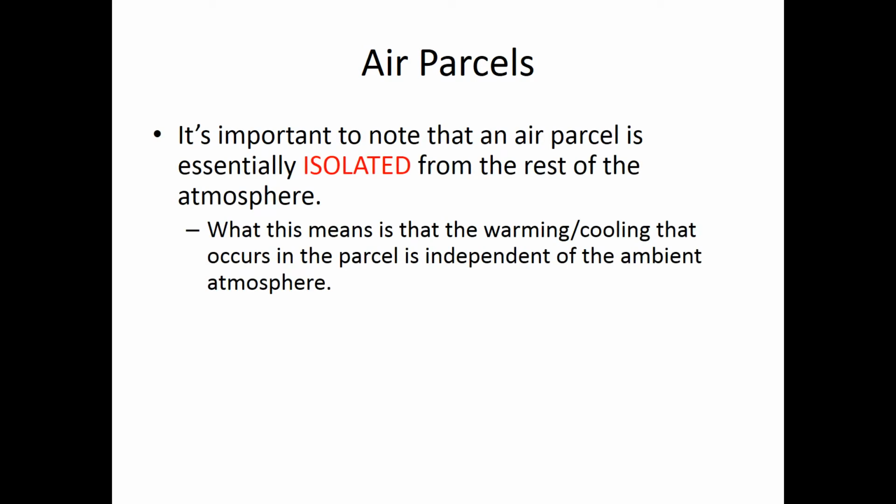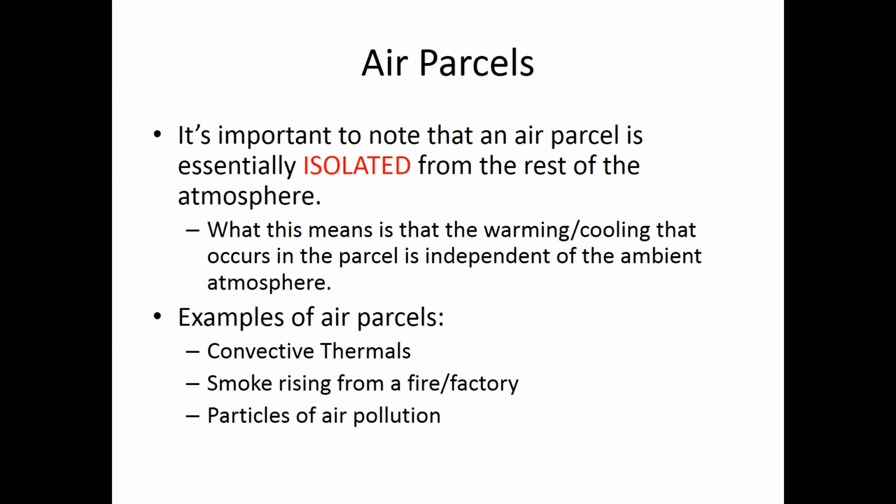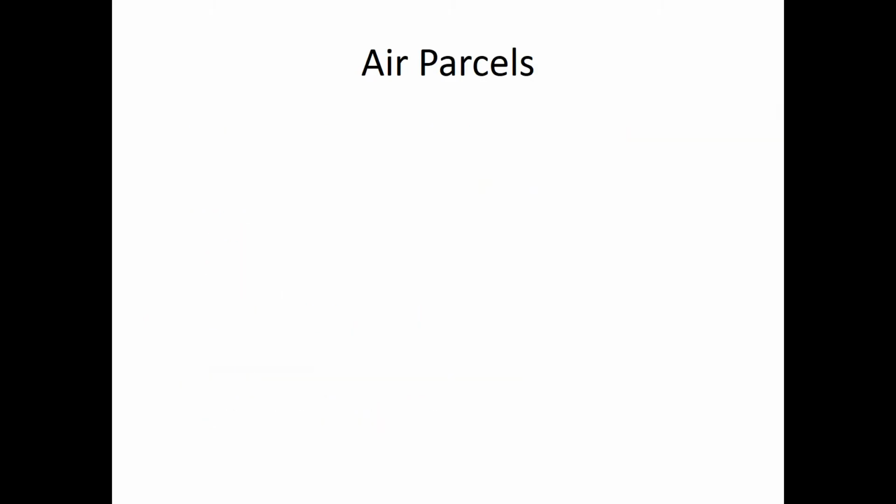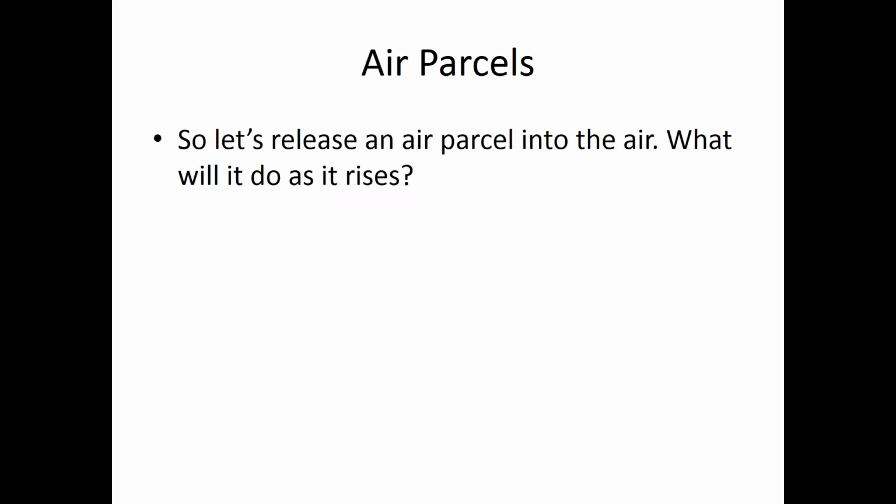Now, because of this, the parcel is completely isolated from the rest of the atmosphere. And what that means is that the outside atmosphere doesn't warm up the parcel and it doesn't cool the parcel. Instead, whatever warming or cooling happens to the air inside the parcel is due to something going on inside of the parcel. So warming and cooling don't happen due to any process outside of the parcel. Now, there are many types of real-life air parcels in the atmosphere. Things like convective thermals, a hot bubble of rising air, or smoke. Obviously, that smoke is independent from the surrounding atmosphere, or particles of air pollution, and these are just a few things.